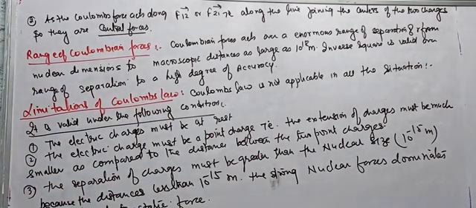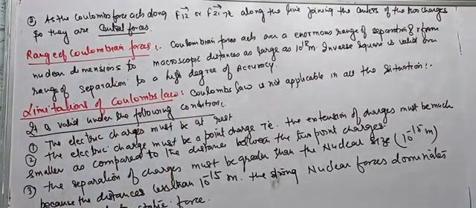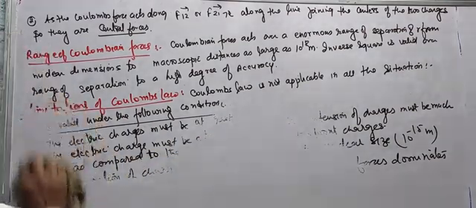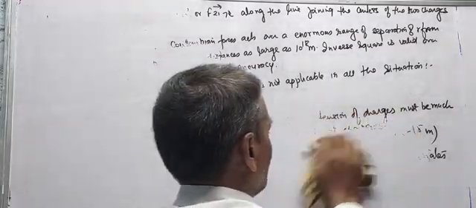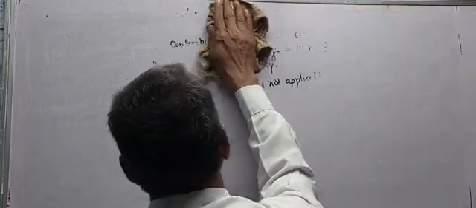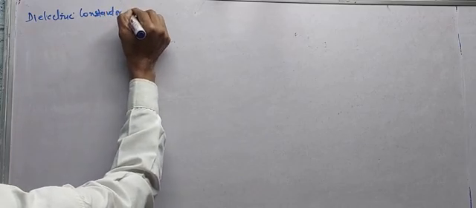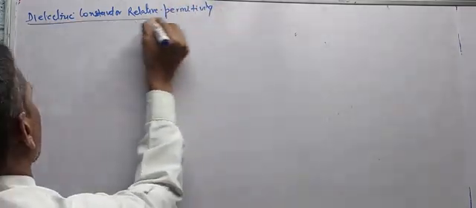Now we will see dielectric constant, or relative permittivity.